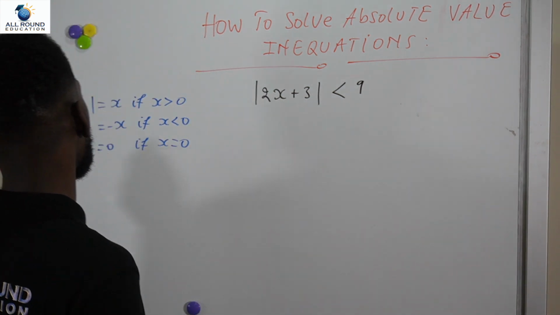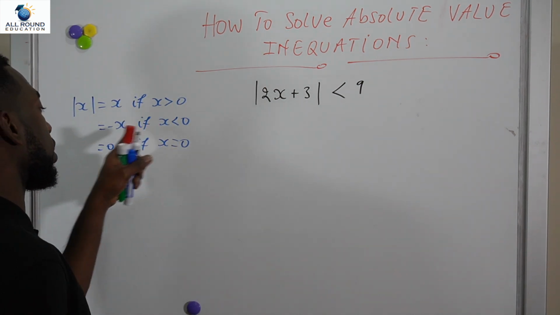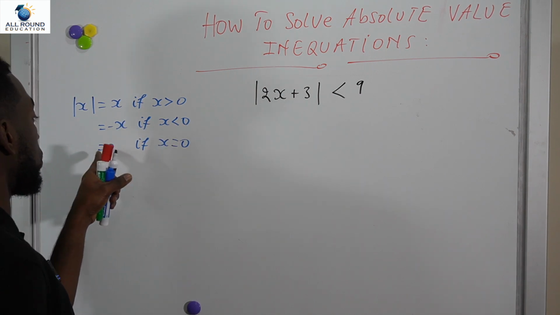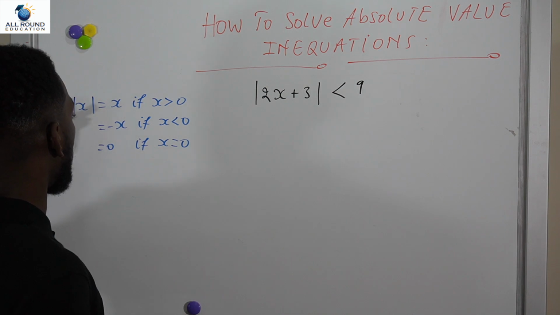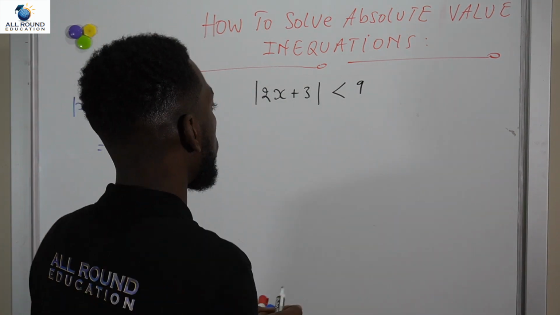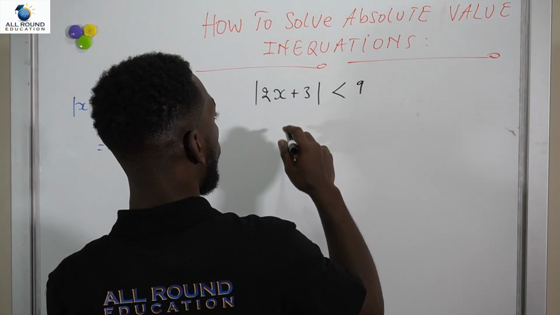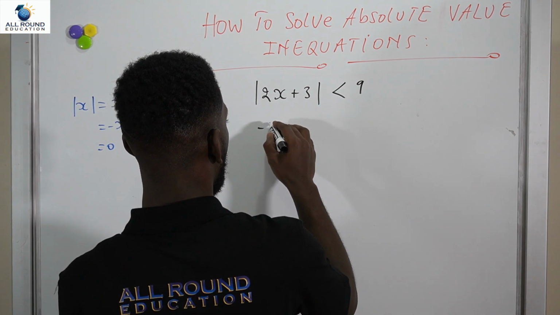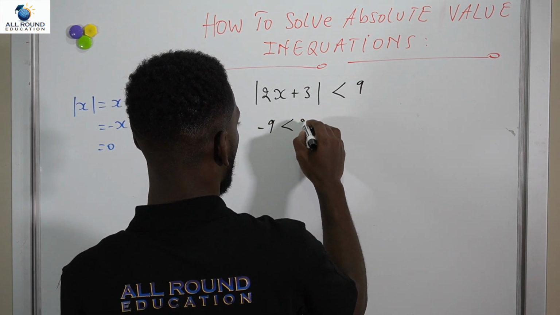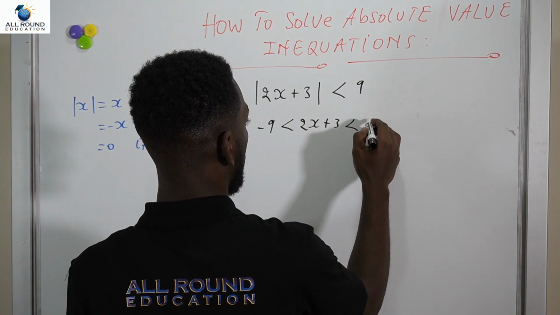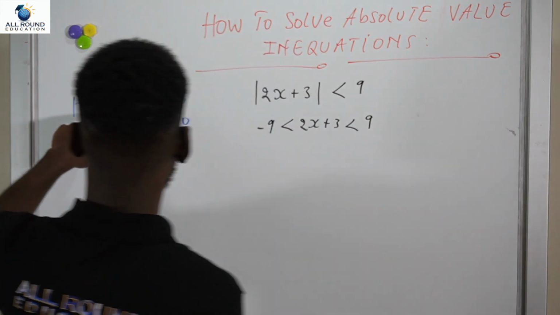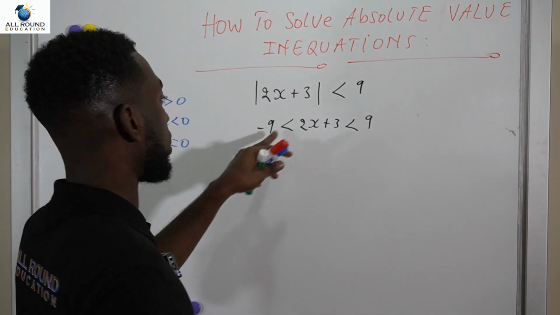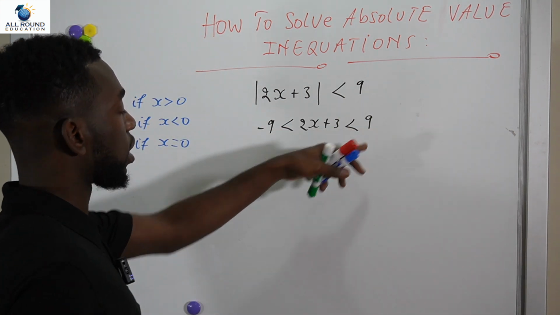Remember, the formal definition of absolute value is equal to x if x is greater than 0, equal to negative x if x is less than 0, or equal to 0 if x equals 0. So let's apply this definition to work out the solution. My first step is to rewrite this in terms of an interval: negative 9 is less than 2x plus 3 is less than 9. This is what you write based on this definition, because we don't know the nature of what we have inside the absolute value.